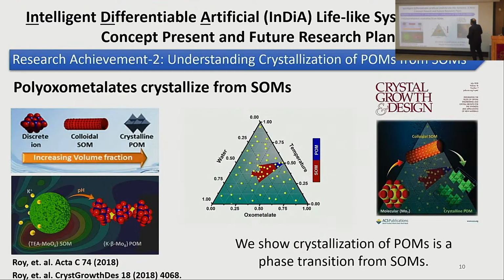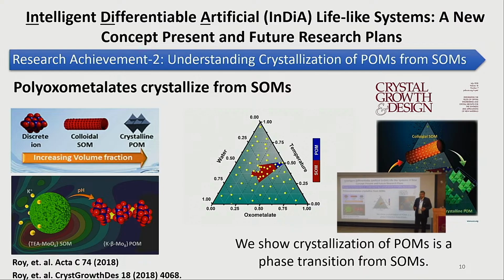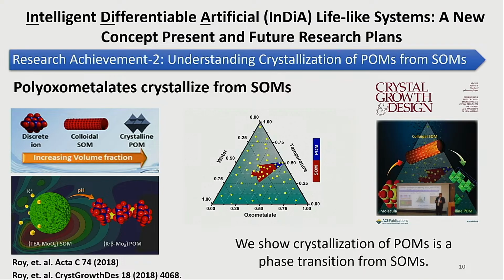Then I'll show you the next system, that is understanding crystallization of oxometalates starting from the SOMs. Now what you see in this case is as follows. You have these charged metal oxides, right? For example, we started with the most simple Mo7 type unit. It's a heptamolybdate, Mo7O24 6-. It's a very basic unit of molybdenum-based oxometalate.